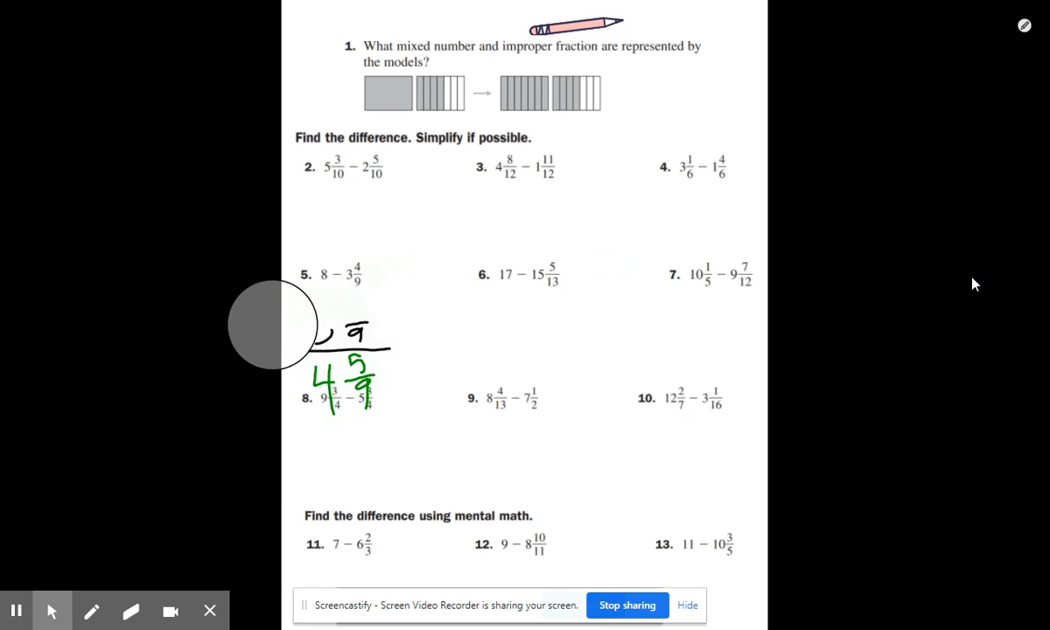Okay? So we're going to go ahead now and cap our markers. Set them aside for now. And let's get the papers passed out that are going to be worked on for tomorrow's homework.